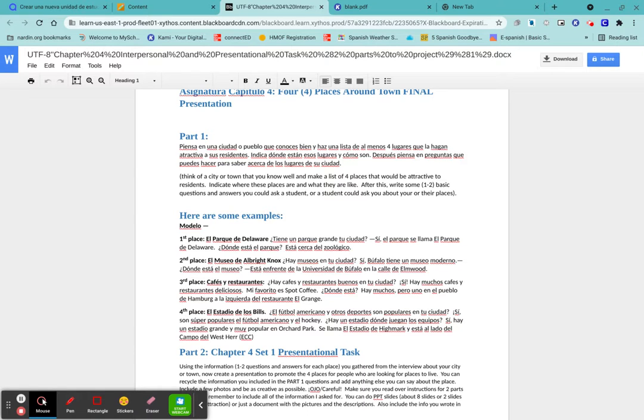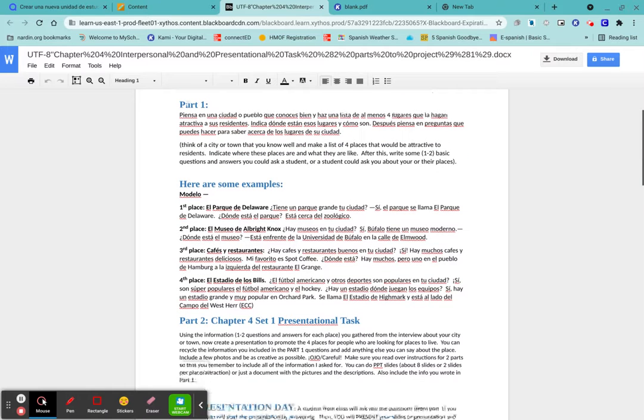And then for the second one, I have El Museo de Albright Knox. And the question I put is, ¿Hay museos en tu ciudad? And I said, sí, Buffalo tiene un museo moderno. And then, ¿dónde está el museo? was my second question. Está enfrente de la Universidad de Buffalo, en la calle de Elmwood. So you want to include some of the prepositions of place, saying where those things are, also in your questions if possible.